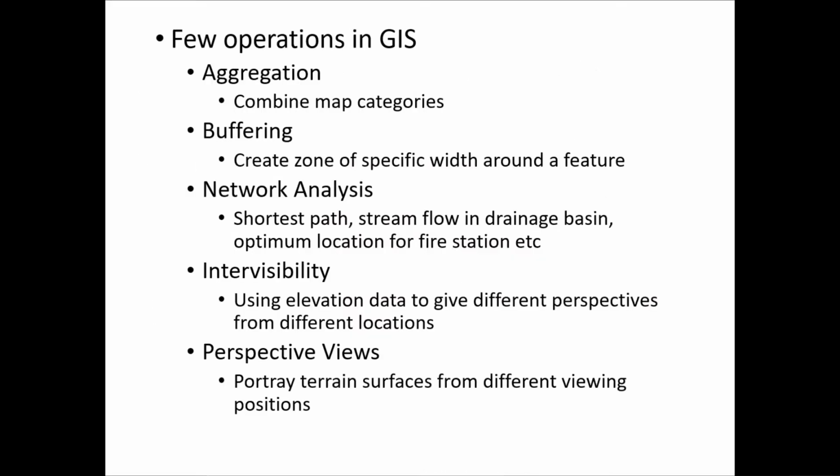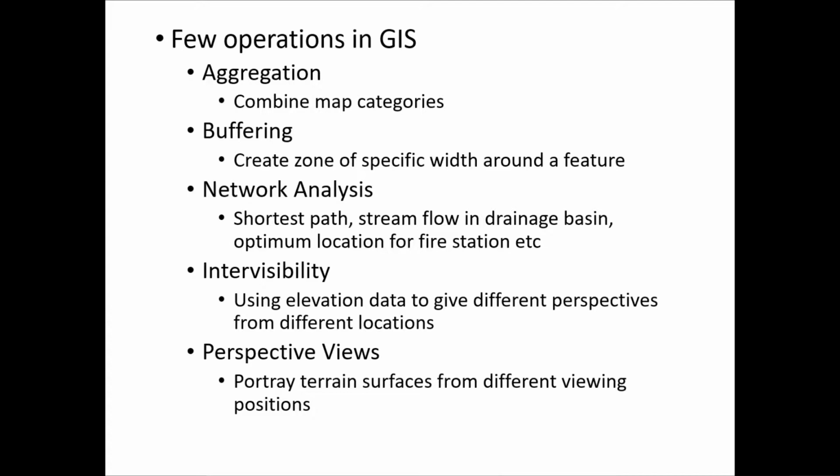There are a few other operations in GIS: aggregation, buffering, network analysis, intervisibility and perspective views. Using these data in GIS, you can aggregate, you can combine different map categories just like we saw in overlay analysis. You can do buffering, you can create zones of specific width around a feature. You can go for network analysis. You can identify the shortest path between two points. You can identify the stream flow in drainage basins.